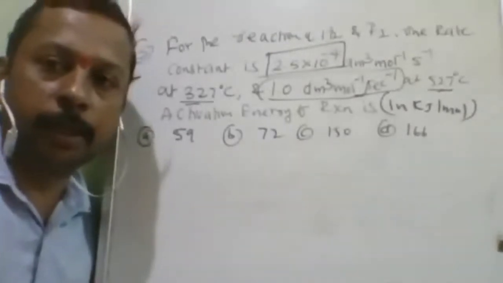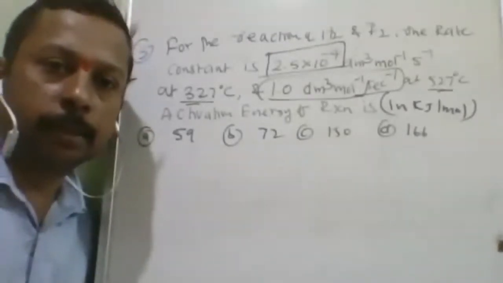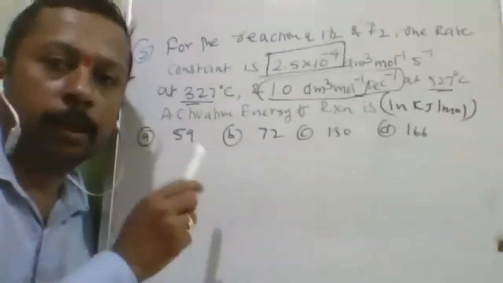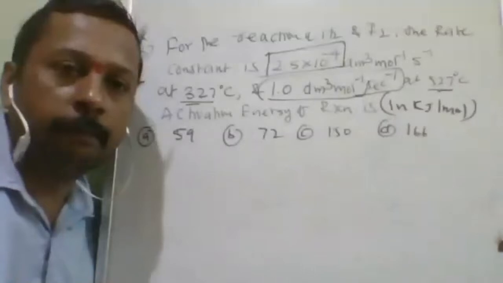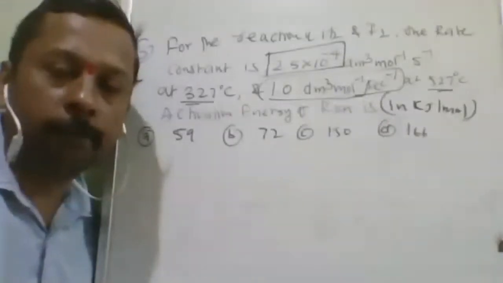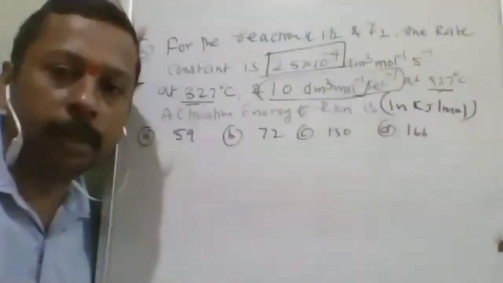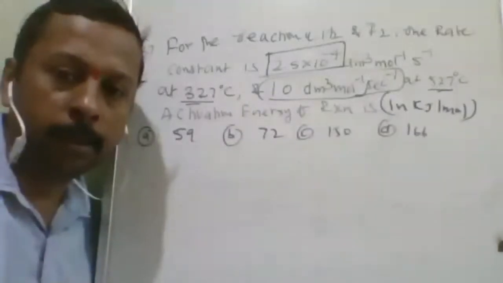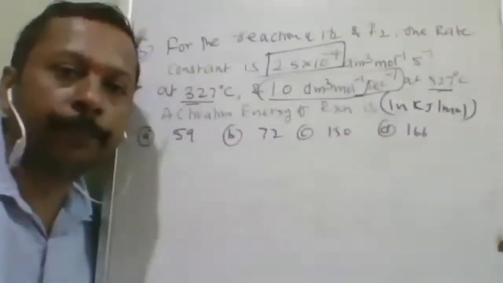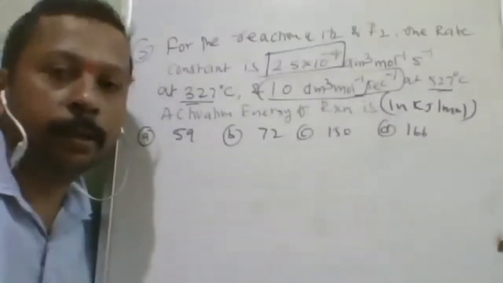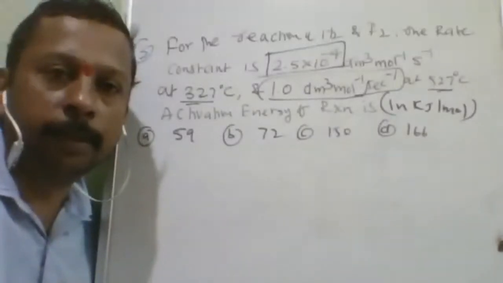With this you can get an idea of what T1 is, what T2 is, and what K1 and K2 are, and activation energy is asked. So which formula will you use? You will use the Arrhenius equation. Arrhenius gives the relation between the rate constants, temperature and activation energy. Three things will be given.